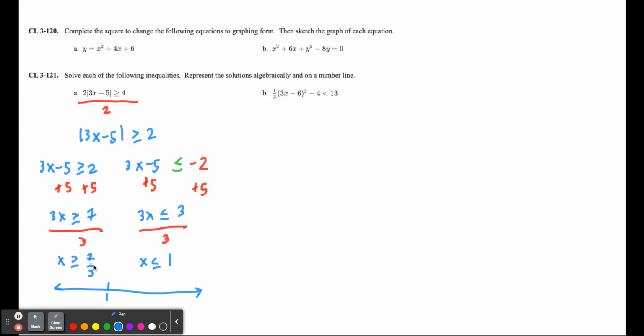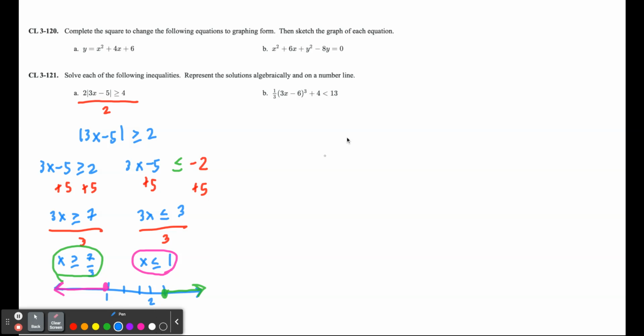So 1's here, and then 7/3 is bigger than 1, right? Because 3/3 is 1. 7/3 is like 2 1/3. So this one, greater than or equal to 7/3, that'll be a closed dot in this direction, and then less than or equal to 1, closed dot this direction. There's your answer.